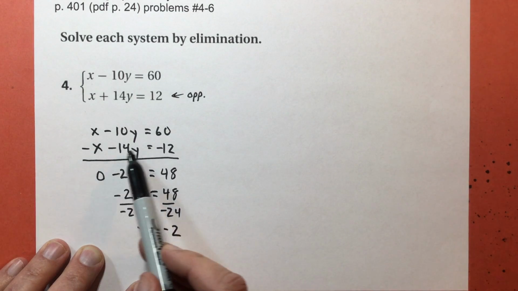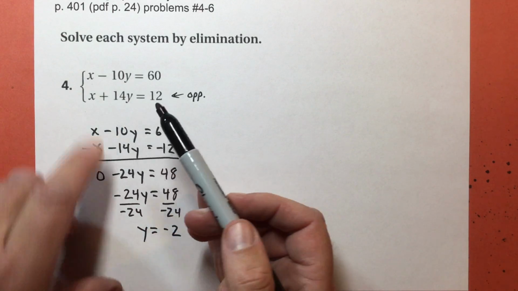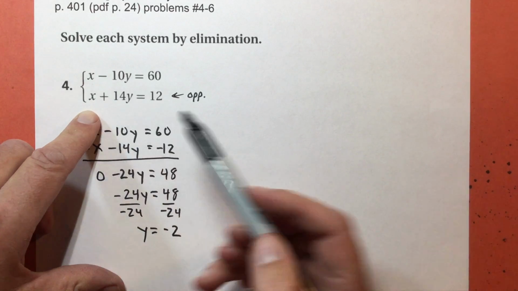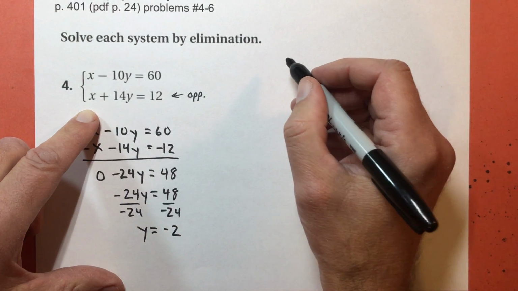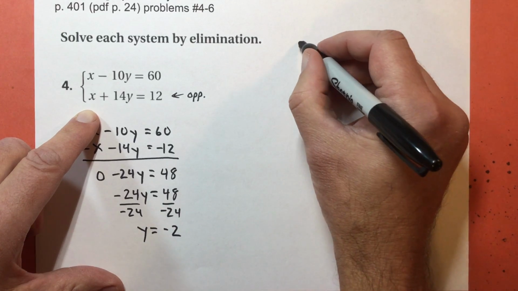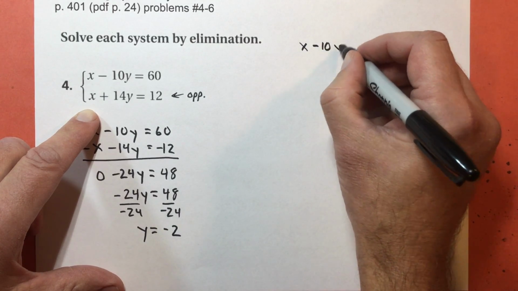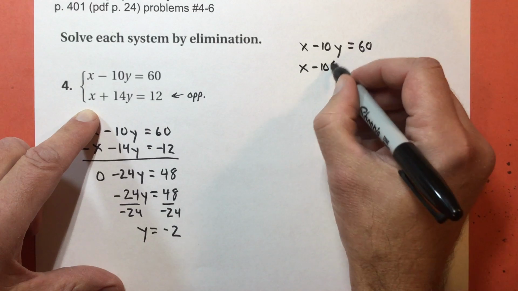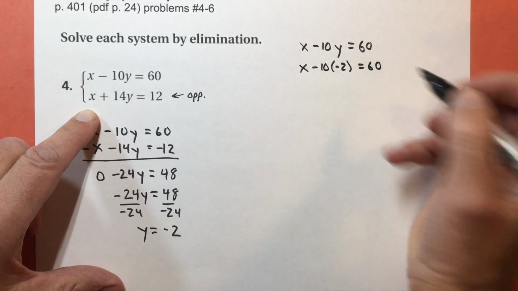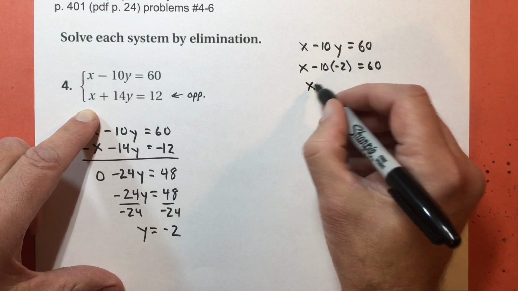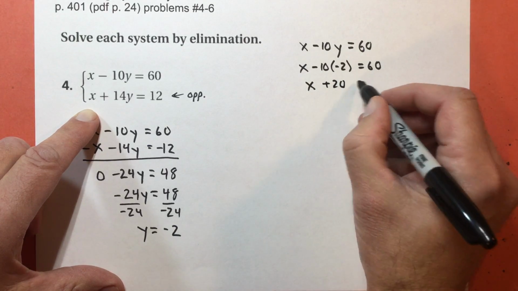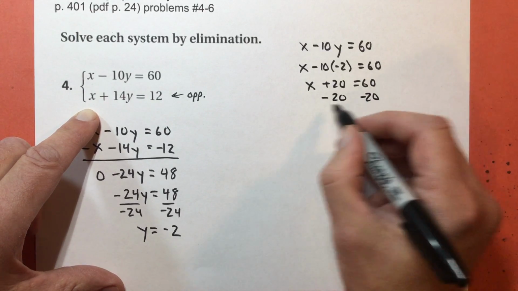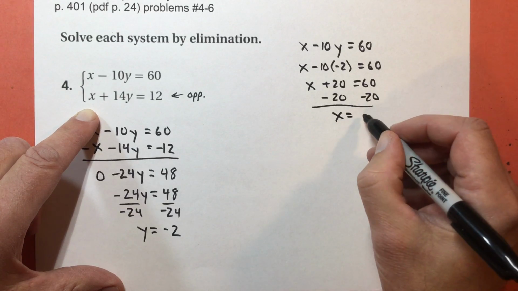Now, even though I found the opposite to use it, I want to go back and use the original equations. That one was okay, but this one, I don't want to use what I did here. I want to always go back to the original. This time to solve and find my x. So I've got x subtract 10y equals 60. My y is negative 2, so x subtract 10 times negative 2 equals 60. Multiply. Negative 10 times negative 2 is positive 20. And the opposite of adding 20 is to add negative 20, so I'm going to get x equals 60 plus negative 20 is 40.